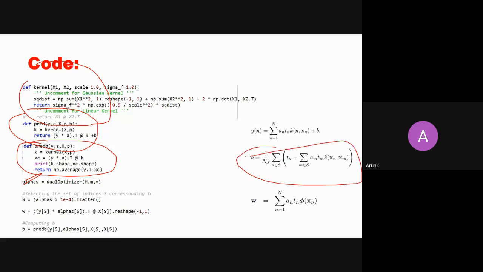Okay, then this is the kernel code, this is how you need to predict, right? And this is what B is, how to calculate B, right? All those formulas, this is how you need to calculate B.